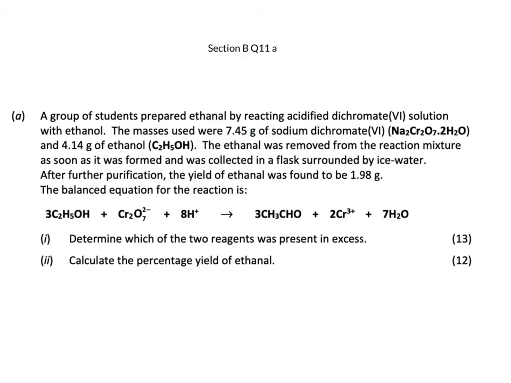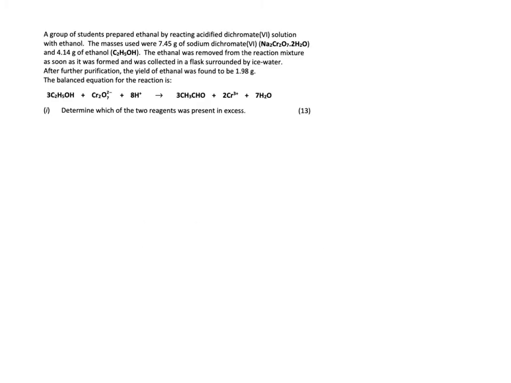Okay, folks, so now we're going to have a look at question 11 from section B and part A. So this time around it's broken up into 2 parts, which was present in excess and then our percentage yield. So again, when I'm starting these questions, I would always look to see what I can know from the question. I see that I use 7.45 grams of sodium dichromate and that there is 4.14 grams of my ethanol. The ethanol then was removed and the yield of ethanol is found to be 1.98.